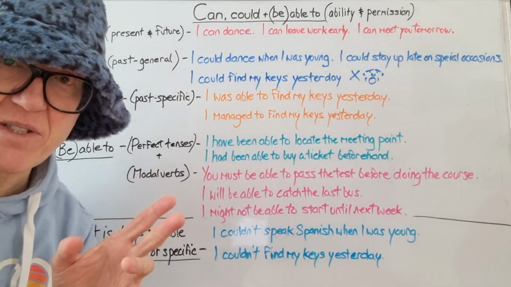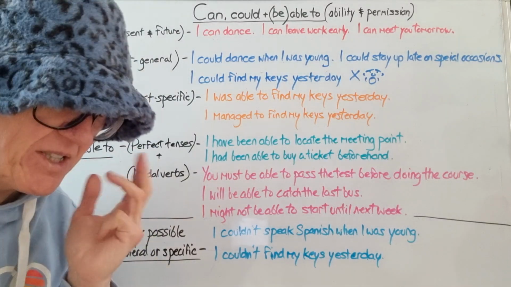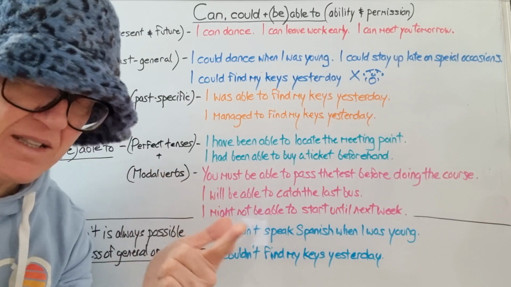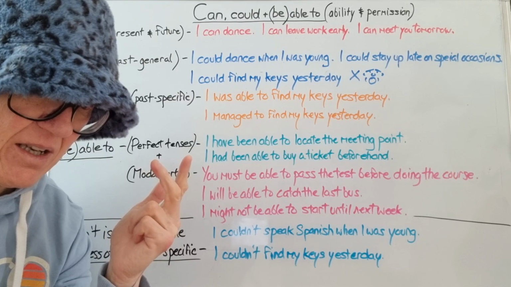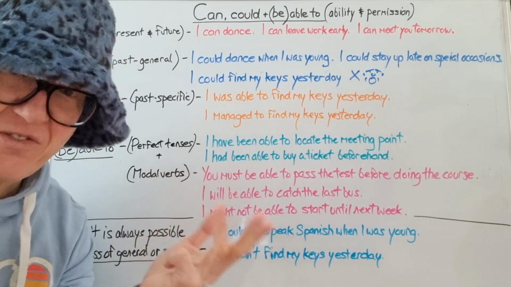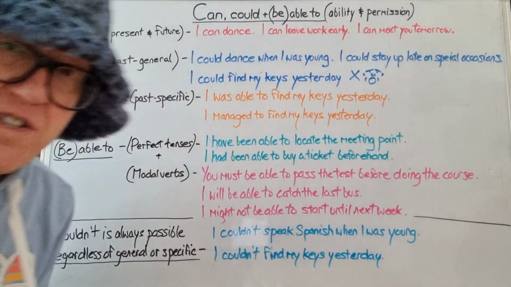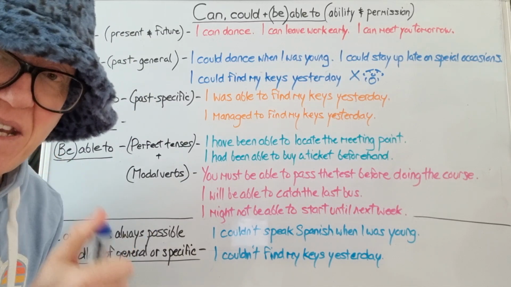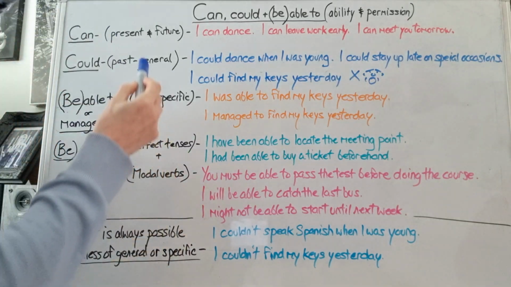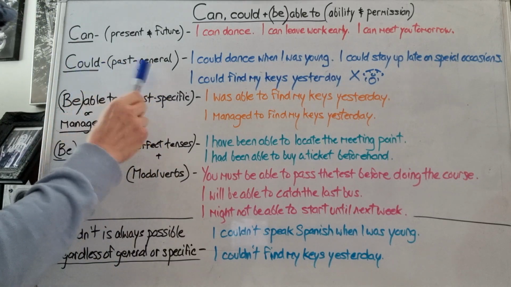By the way, there are 7 verbs where this rule doesn't apply, okay? They're all verbs of sense: see, hear, smell, taste, feel. Remember and understand also don't follow this rule. So you can use those verbs with could if it's general or specific, okay?